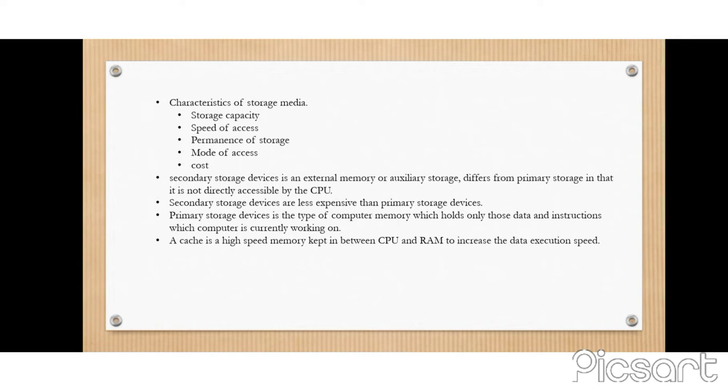The secondary storage device is an external memory or auxiliary storage. Differs from primary storage in that it is not directly accessible by the CPU. Secondary storage devices are less expensive than primary storage devices. Primary storage devices is the type of computer memory which holds only those data and the instructions which computer is currently working on. A cache is a high-speed memory kept in between CPU and RAM to increase the data execution.